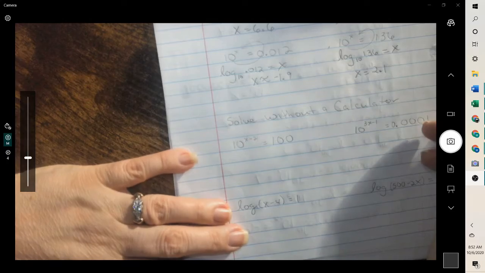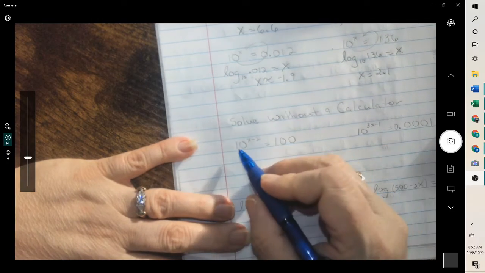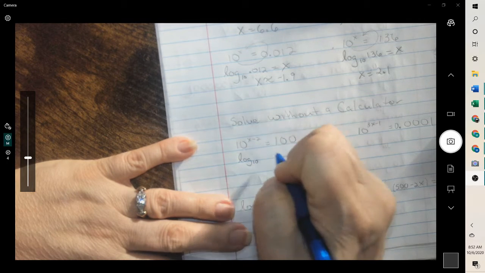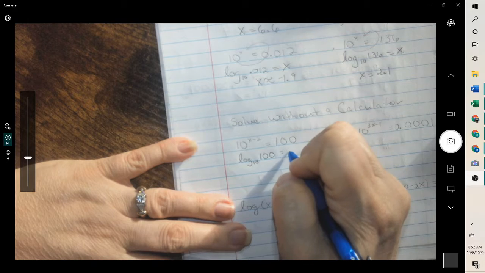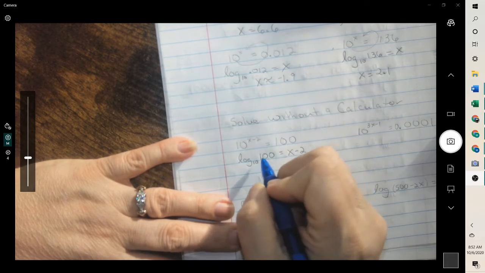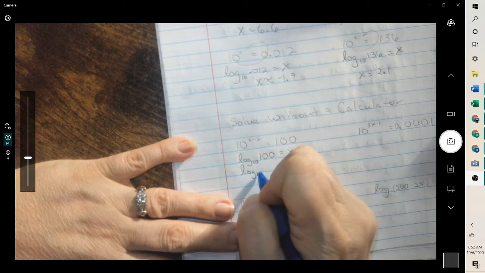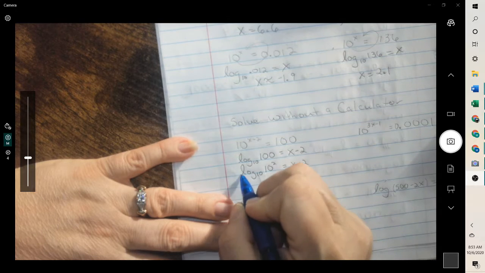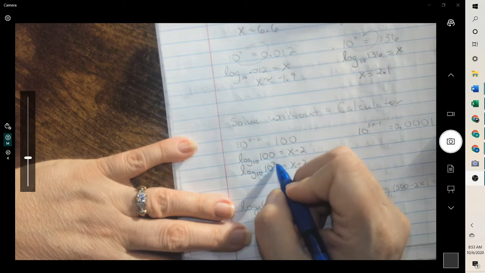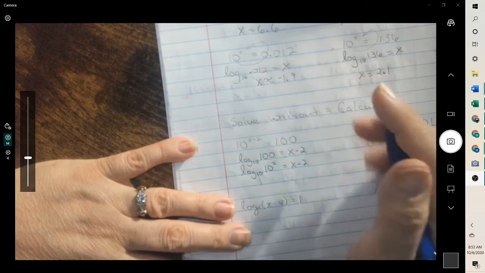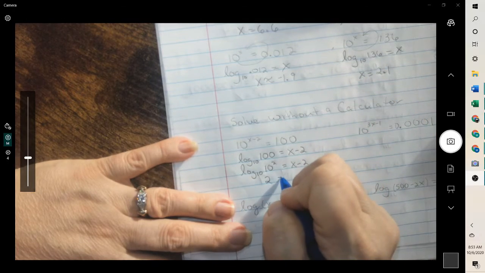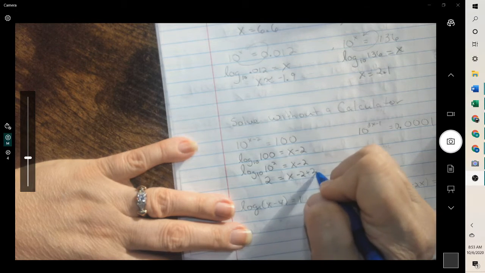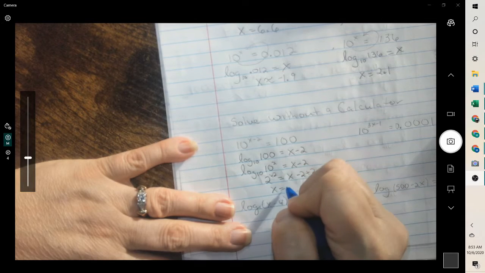Solve without a calculator. Okay, so we could rewrite this because it's base 10. Log base 10 of 100 equals x minus 2. Well, we know 100 is 10 squared. When these two are the same, it equals the exponent. So it's 2 equals x minus 2, and then just add the 2 to the other side. We get x equals 4.